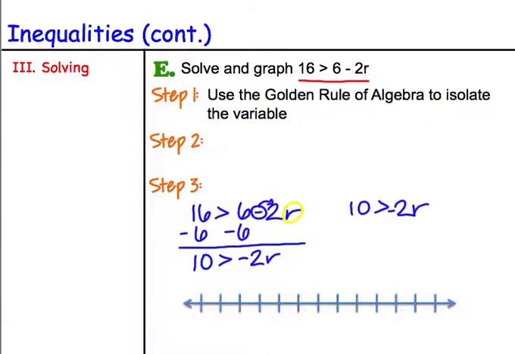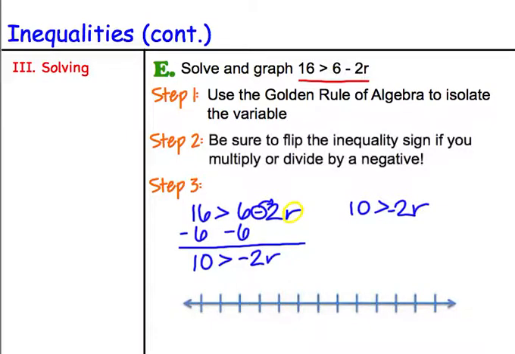One thing I do want to remind you of in step 2 is to be sure that if you have a multiplying or dividing by a negative to solve it, make sure you flip that inequality sign. As you can see here, we need to divide by negative 2. Dividing by a negative is one of our rules, so we're going to flip that sign. 10 divided by negative 2 is negative 5. So negative 5 is less than r.